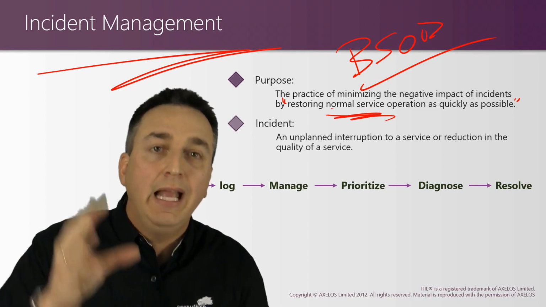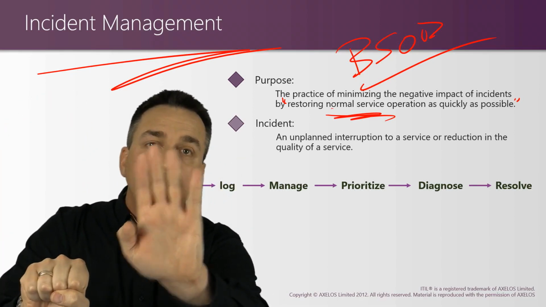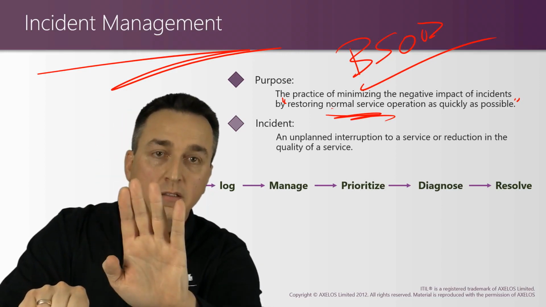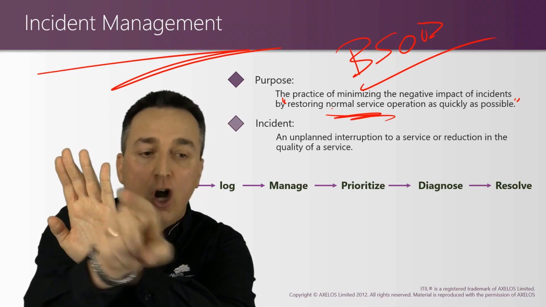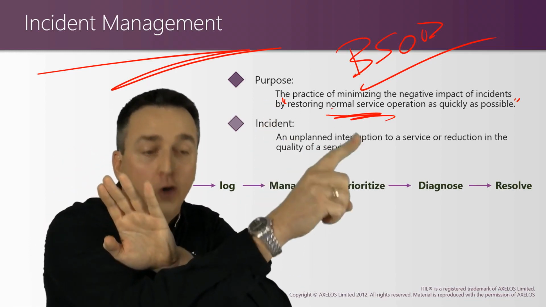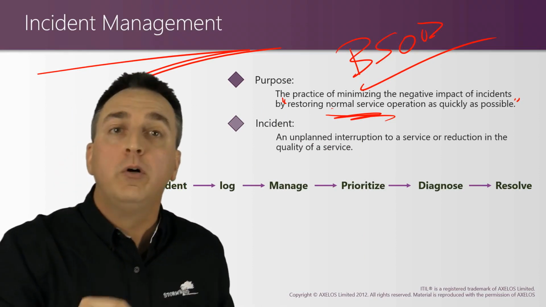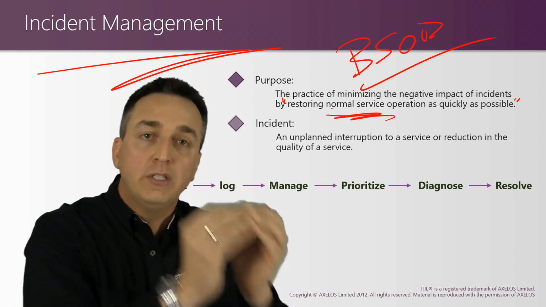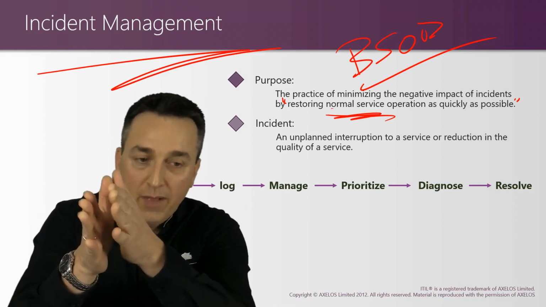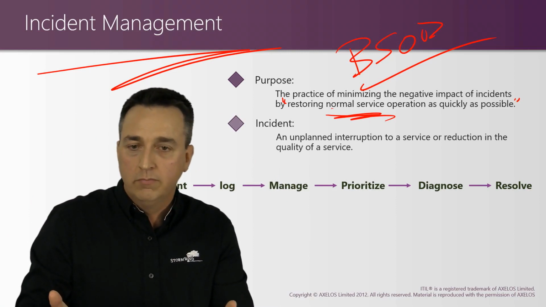Meaning what? Meaning if you have a primary server and a backup server, and the primary server goes down, the users are not affected, right? Because they are using the backup server. You still have an incident on your hands because that is not normal service operation. It's changed. Normal is what has been deemed as normal, and you as an IT professional, anytime anything deviates from normal, that is an incident you've got to deal with.